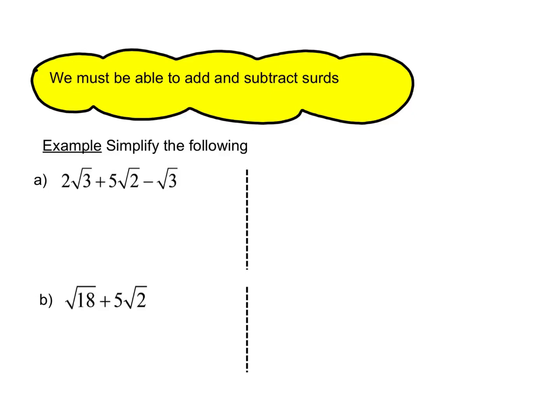In this video we're going to look at adding and subtracting surds, and probably best just to have a look at the first example and compare it to something else we can already do. So here we've got 2 root 3's plus 5 root 2's minus root 3.